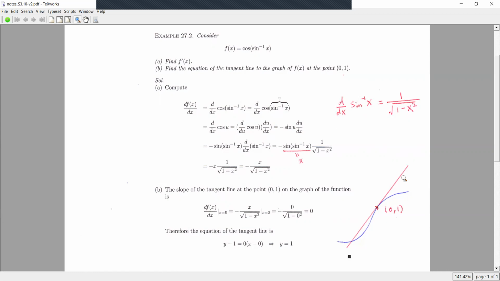Now we can write down the equation of the tangent line by the point slope formula. y minus y1, y1 is the y coordinate of this point, is equal to slope 0, parenthesis x minus x1. x1 is the x coordinate of this point. Simplify this equation, then y is equal to 1. The line is a horizontal line. This is the equation of the tangent line at the point 0, 1.